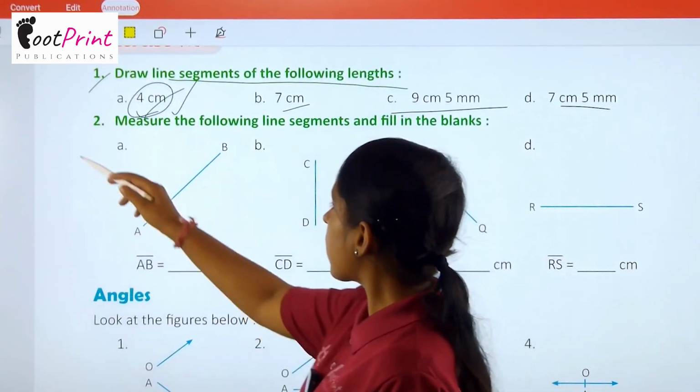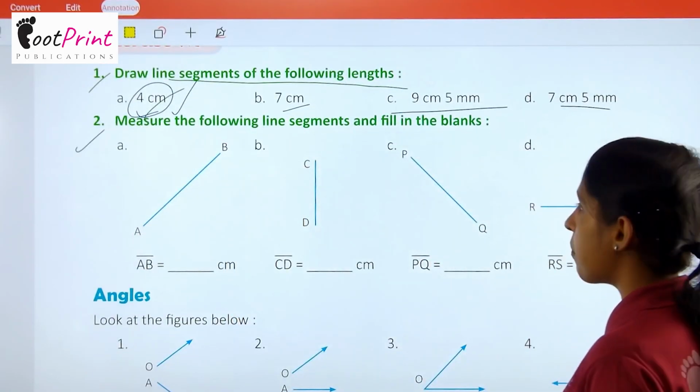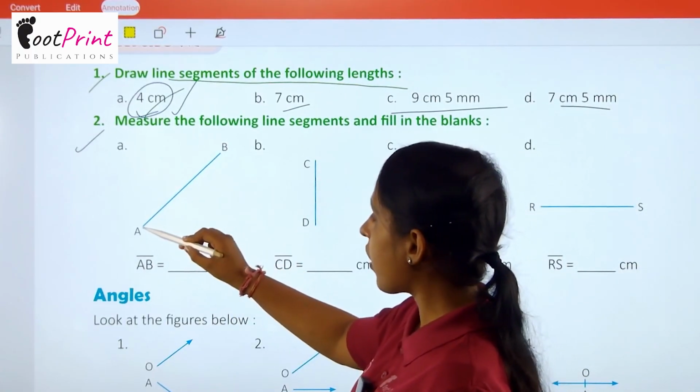Next, second: measure the following line segment and fill in the blanks. Here we have to measure.